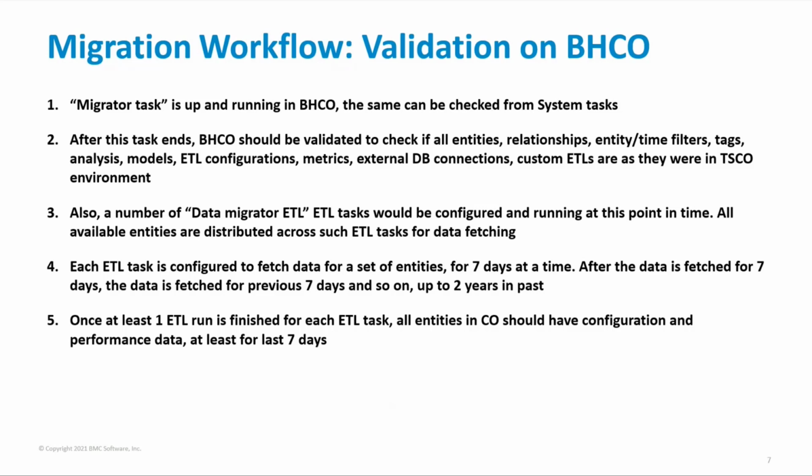So at a time, 7 days at a time, each ETL task runs to get data for the past 7 days. Depending on the number of entities, different ETL tasks are scheduled. So the entities are divided among different ETL tasks, and each run gets data for the last 7 days. After the ETL run finishes, automatically the next run begins, which fetches data for the previous 7 days, and so on. So in total, we bring data up to 2 years in the past.